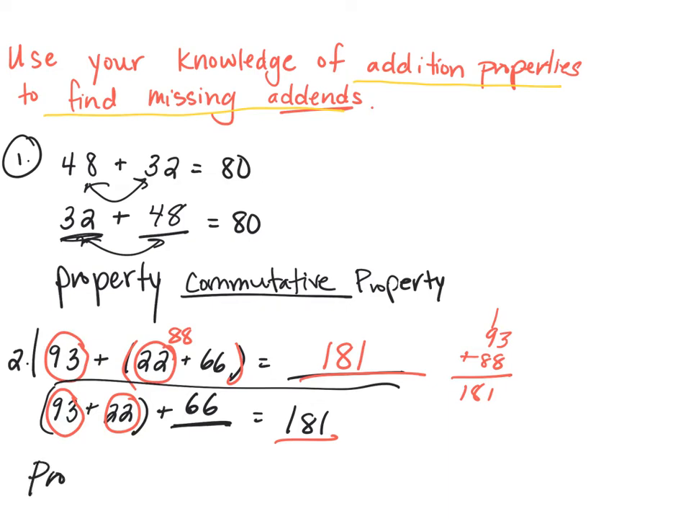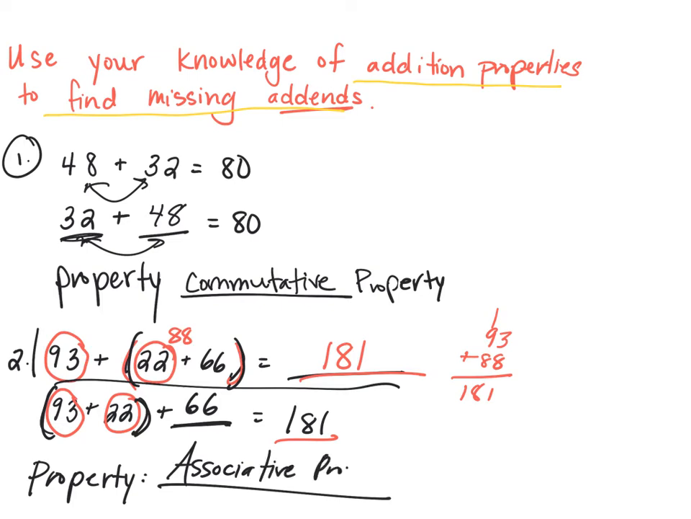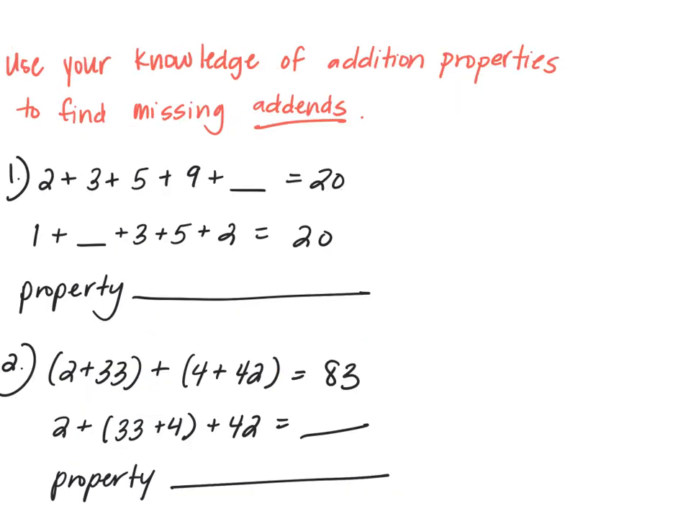What property did I use? Well, did I change the order of the equations? No, right? I just grouped them differently. The parentheses changed. Where I started changed. So that's the associative property. Property. I don't know why the word property looks weird to me today, but it does. Okay, 2 more and then we'll be done for today.